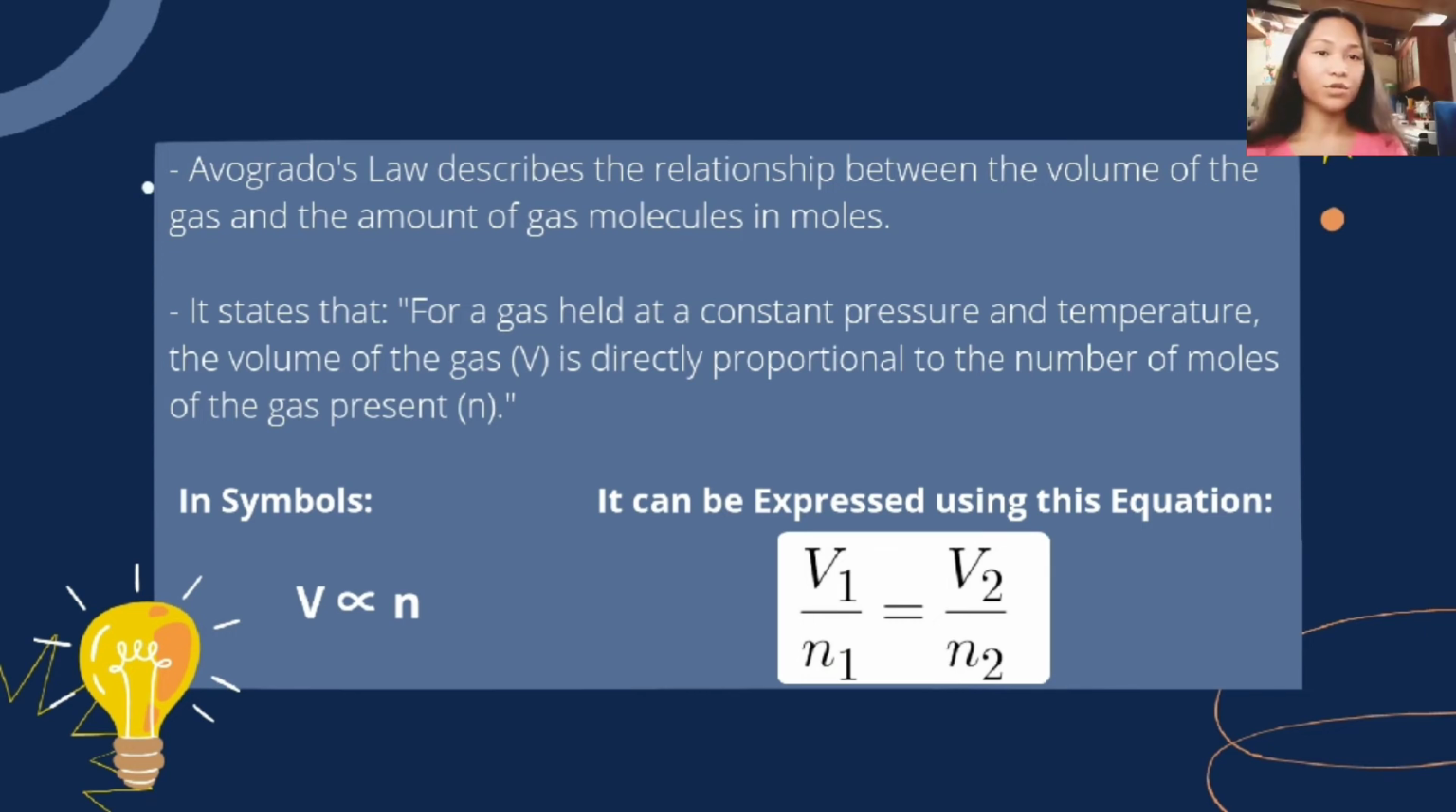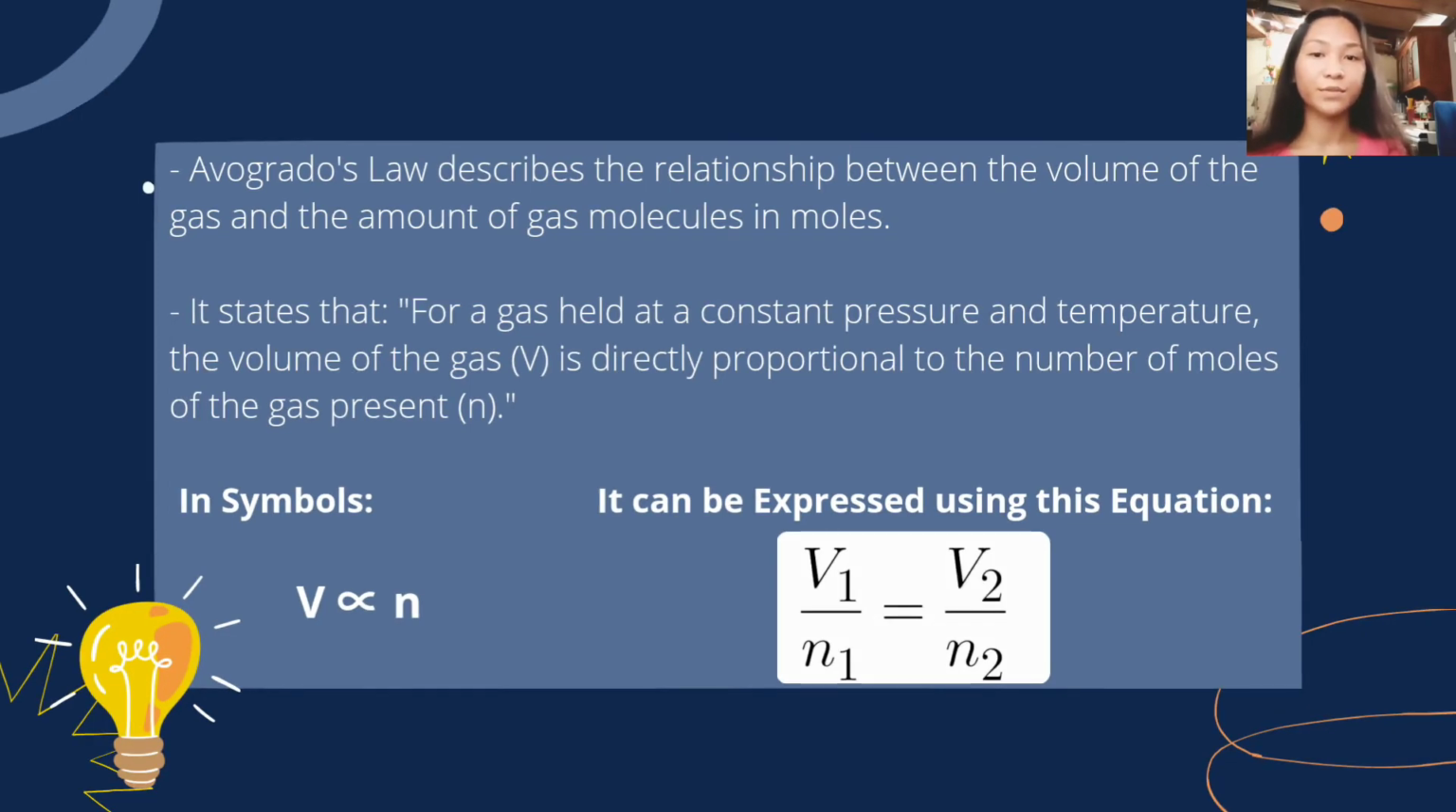So Avogadro's law simply gives us the idea that the volume and the number of moles have a directly proportional relationship. That means that when your volume increases, the number of moles also increases, and when your volume decreases, the number of moles also decreases. Avogadro's law can be expressed using the equation: initial volume over the initial number of moles is equal to final volume over the final number of moles.